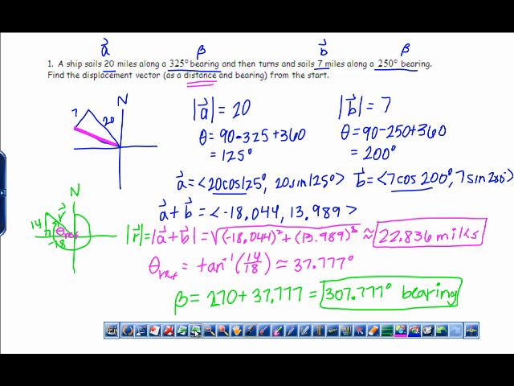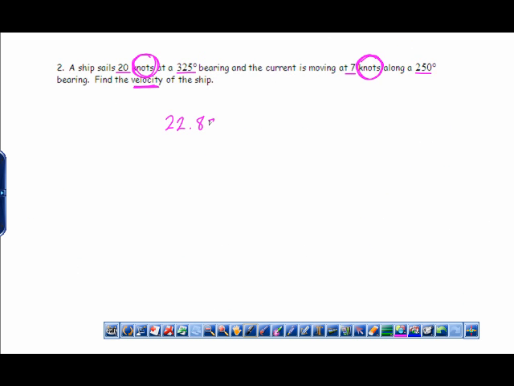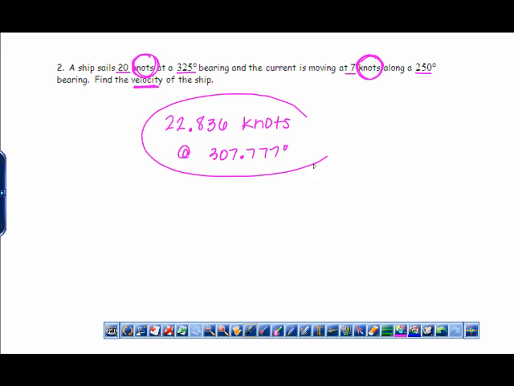Okay, so our answer is still 22.83, what was it? 836. Instead of miles, though, this is in knots. And our bearing is still 307.777 degrees. Okay, so that's the only difference.